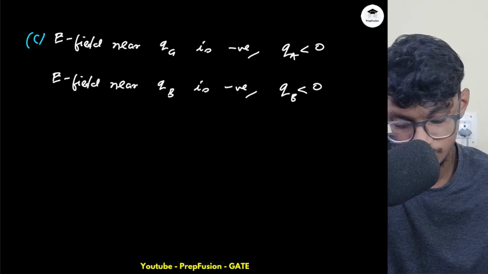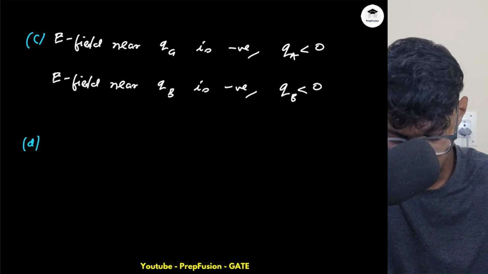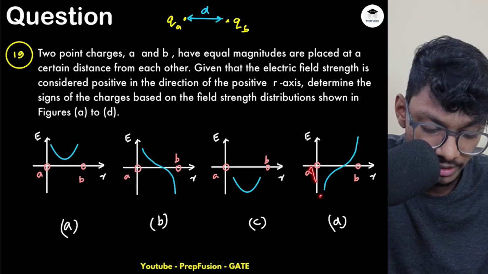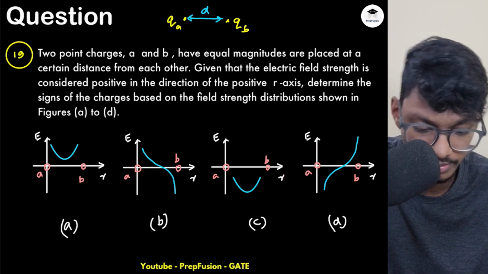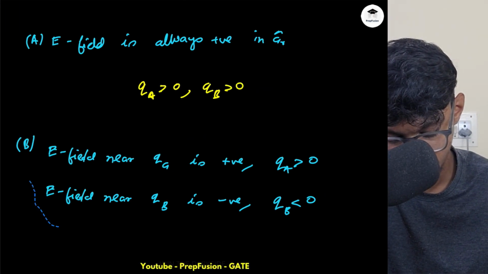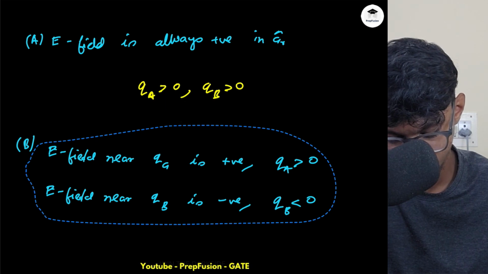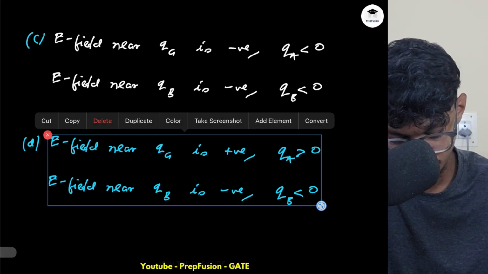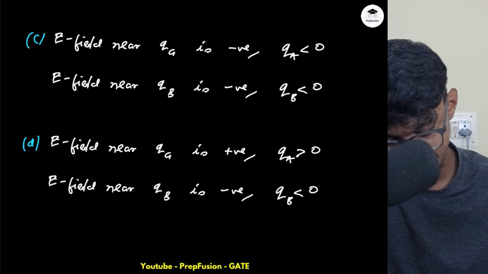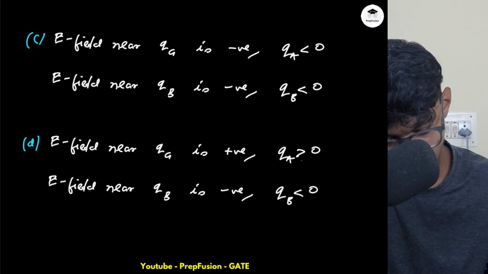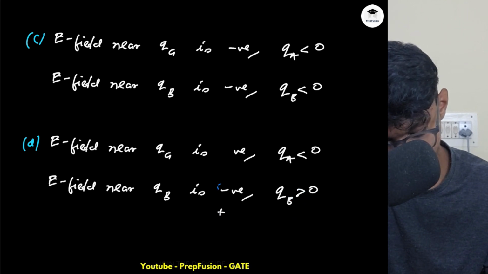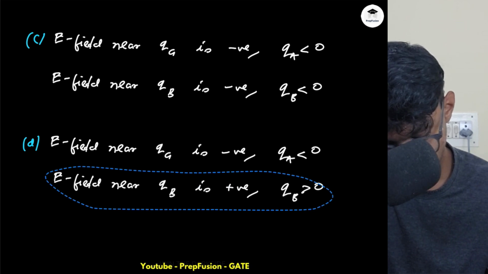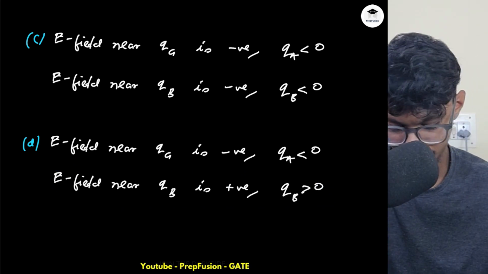Okay, so for the fourth case, just this will flip. Due to A it is negative, that means QA will be negative, and due to B it is positive, that means QB will be positive. So this will be flipped simply. QB will be greater than 0 and QA will be less than 0. So that is the case over here.